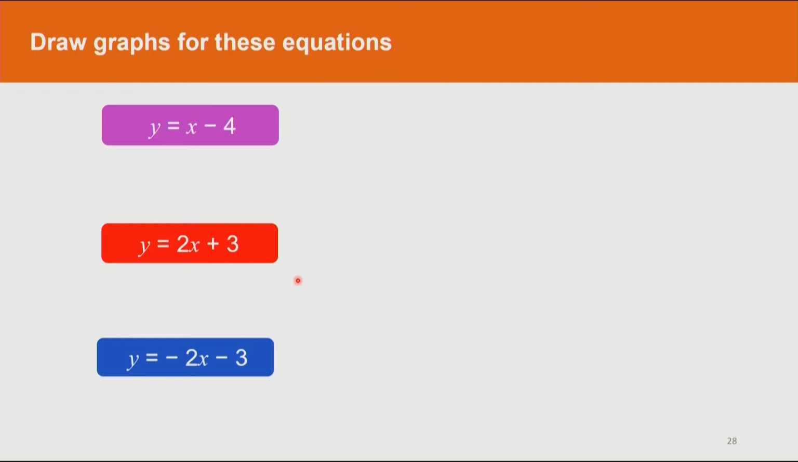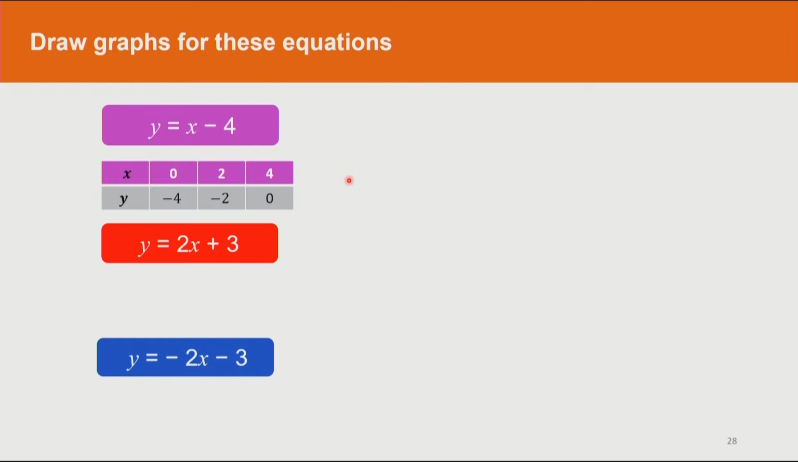So there we go. You might be required to draw these equations. So the first equation is y equals to x minus 4, then y equals to 2x plus 3, and y equals to negative 2x minus 3. So we shall start with the first one. So remember, we said you have to choose at least 3 values. So that's the table that I'm talking about. The x values, we have 0, we have 2, and 4. You can choose any number, but always try to start with 0.